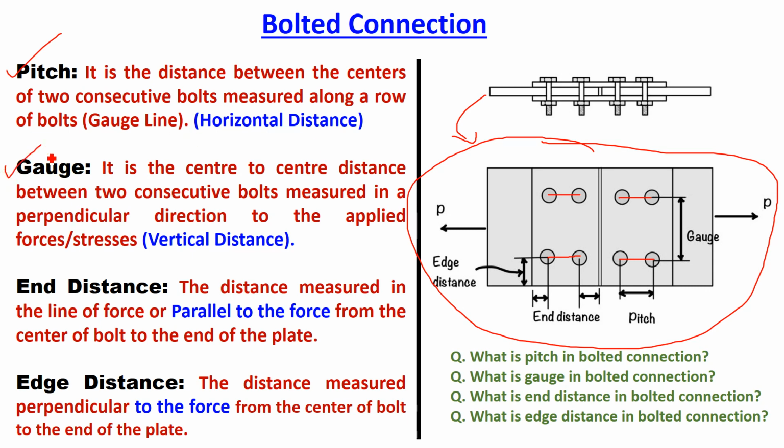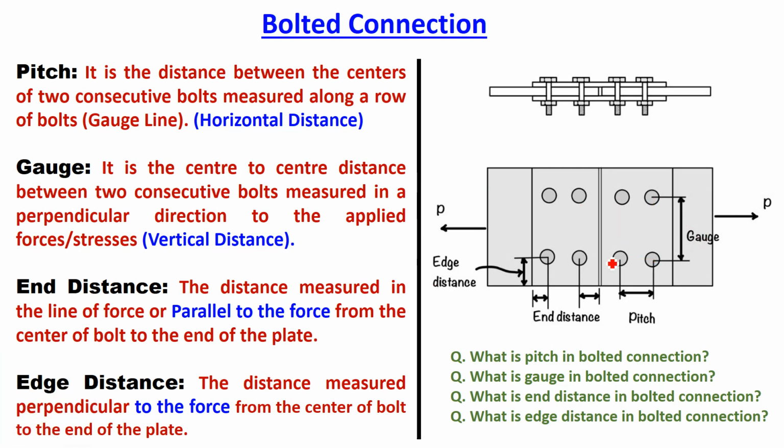Then the second is gauge. It is the vertical distance between two consecutive bolts. The vertical, center to center distance between two consecutive bolts is called gauge. This is gauge, right? So gauge is in the perpendicular direction of the force, and pitch is in the direction of the force. Pitch is horizontal, force is also horizontal. So pitch is always along the force and gauge is always perpendicular to the force. Pitch is always measured in the horizontal direction and gauge is always measured in the vertical direction.